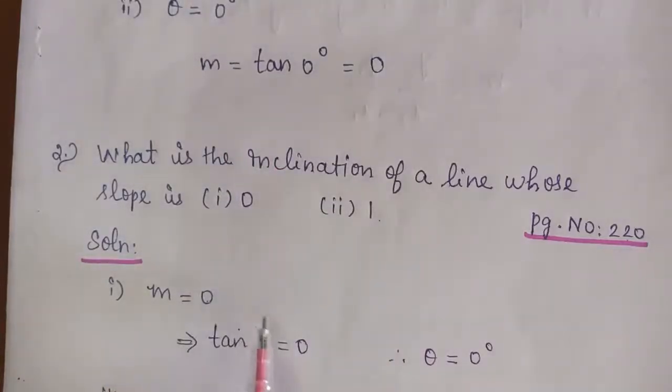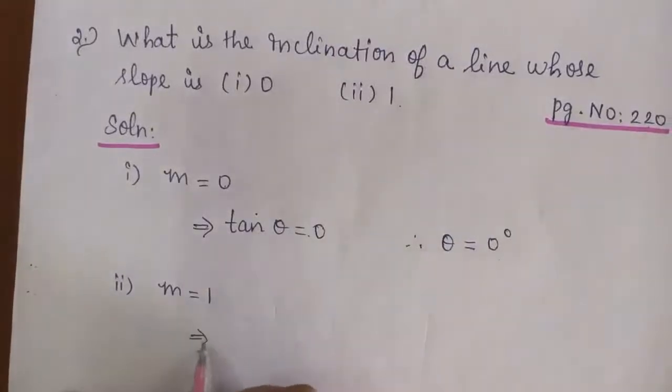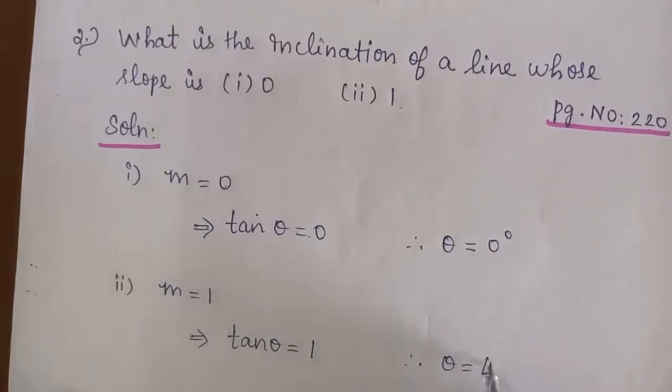Here the slope is given, m is equal to 0, means you have to get the theta value is equal to 0 degree. Similarly, m is equal to 1. We know that tan theta is equal to 1. When tan theta is equal to 1 means theta is equal to 45 degree.